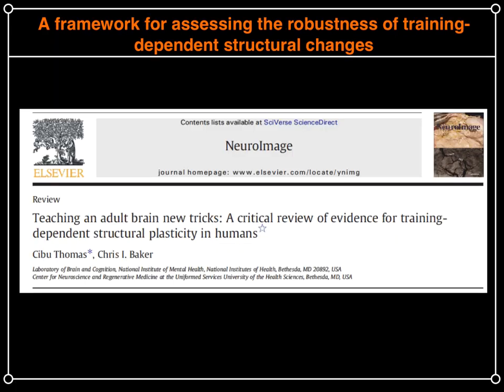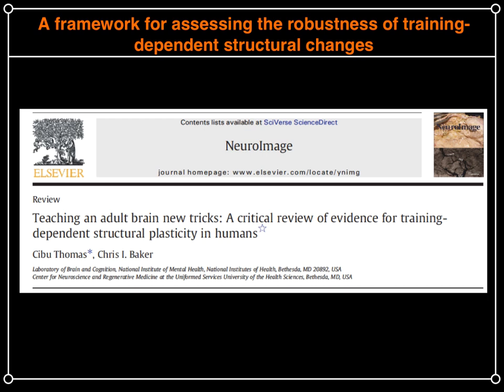So we used this as a framework for assessing the robustness of training-dependent structural changes. The way we were looking at it was that if you pick any study that is reporting a change evoked by some training, you could ask the question, to what extent is this change specific to the training group, specific to the task? If the claim is that it is specific to a brain region, to what extent is that true? And does it correlate with behavior?